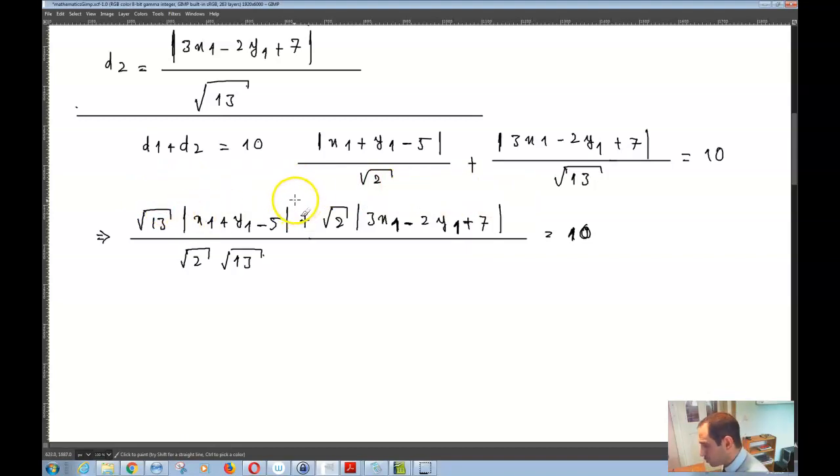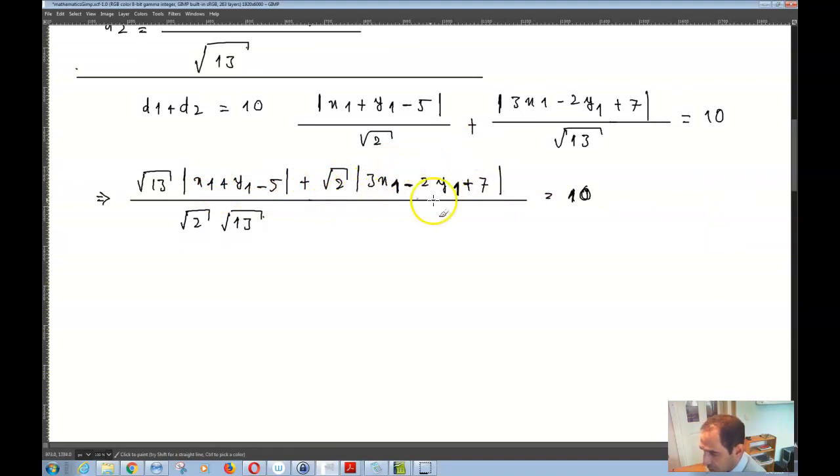What I mean to say is that of course this is the equation of a line. Now if you want to actually write it as the equation of a line, meaning x times something plus y times something plus some constant, you have to make some assumptions. Right now I don't really know if x1 plus y1 minus 5 is going to be positive or negative, or 3x1 minus 2y1 plus 7 is going to be negative or positive, so I cannot take them out of the absolute value function. What I can do is assume that x1, or let me actually write it this way.